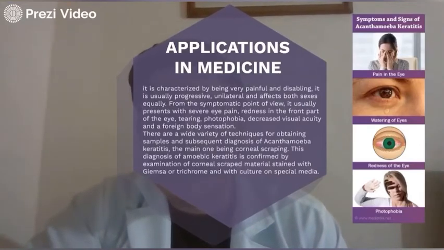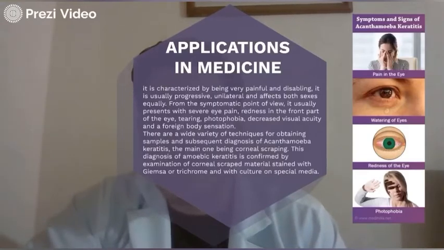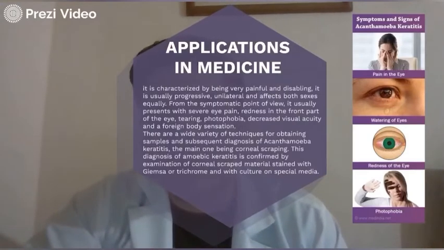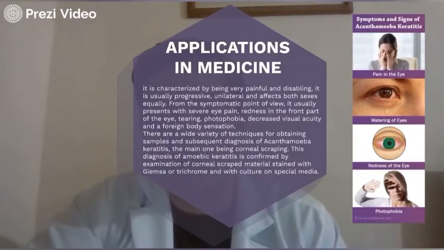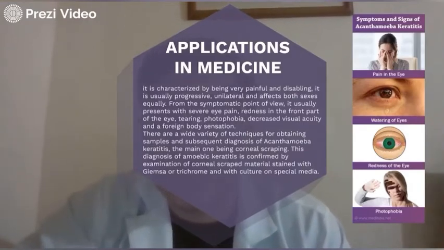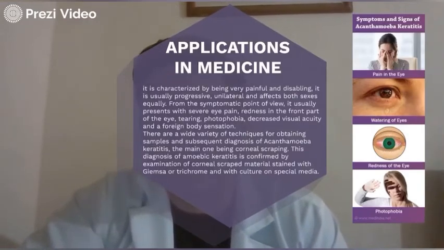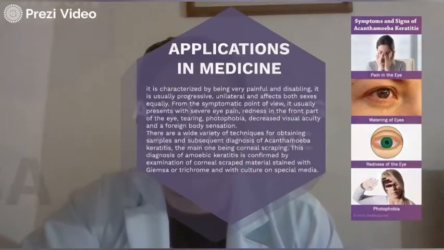There are a wide variety of techniques for obtaining samples and subsequent diagnosis of Acanthamoeba keratitis. The main one being corneal scraping. This diagnosis of amoebic keratitis is confirmed by examination of corneal scrape material stained with Giemsa or trichrome and with culture or special media.